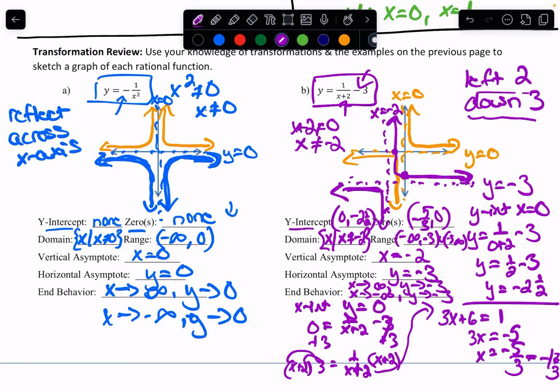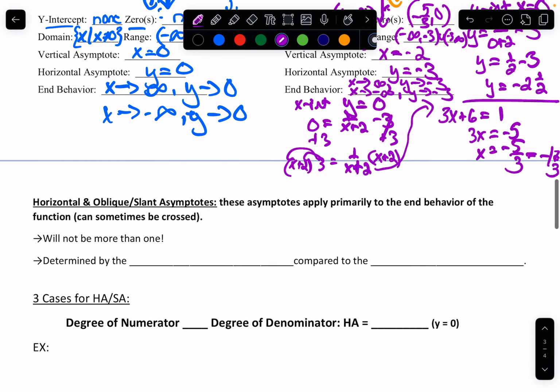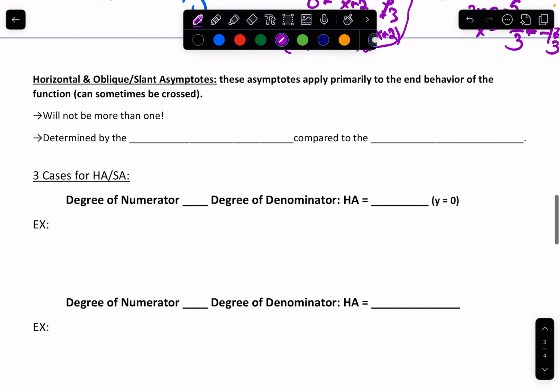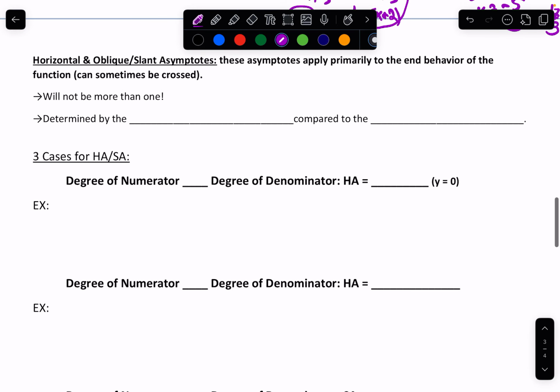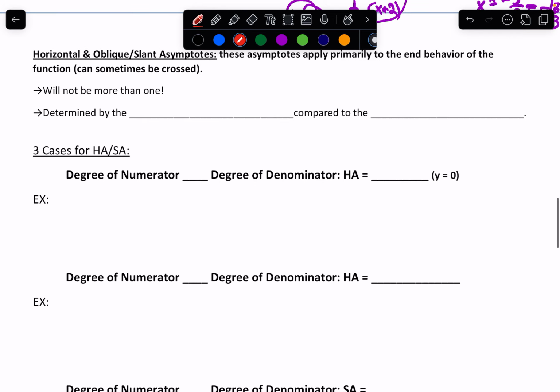Okay, next thing, horizontal and oblique or slant asymptotes. These are the harder ones. The vertical asymptotes are the easier ones. So these asymptotes apply primarily to the end behavior of the function and can sometimes be crossed. Remember that.